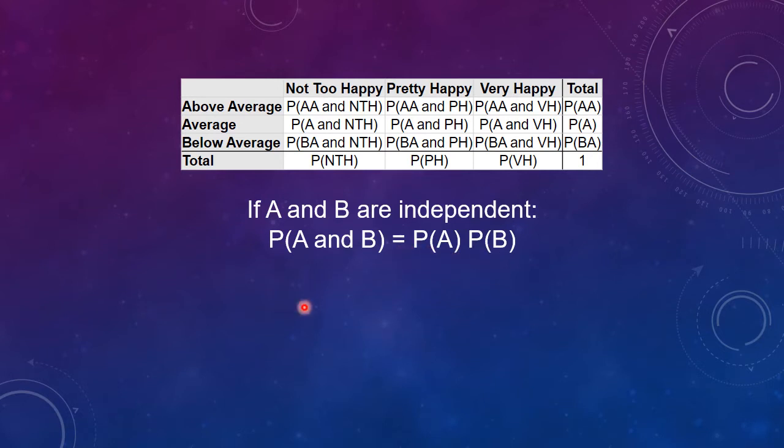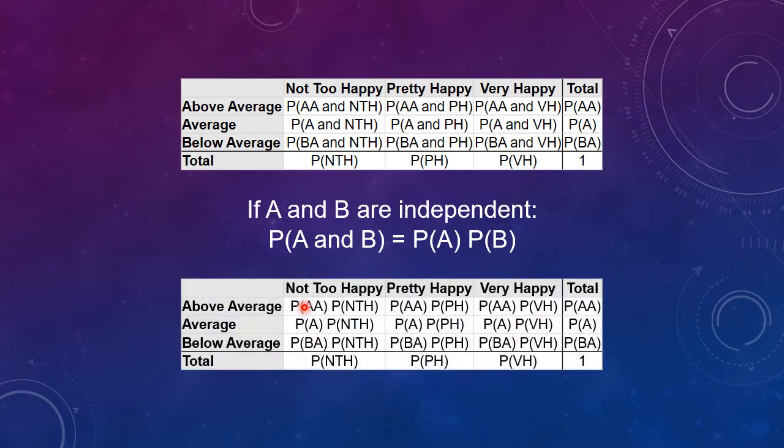So we can rewrite the entire table again, simplifying the compound probabilities into products of two simple probabilities. That is, for the cell of above average income and not too happy, we'll have just the probability of being above average income times the probability of being not too happy, where these two probabilities come from the margins. Let's work this out for our happiness and income example.